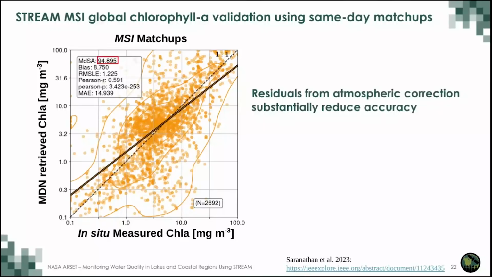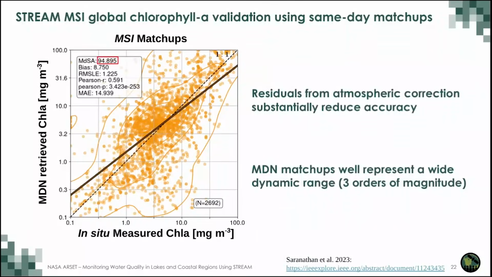So that means that the residuals from atmospheric correction substantially reduce the accuracy. However, what we can see from this plot is that the MDN matchups still well represent a really wide dynamic range from 0.1 to about 100 milligrams per meter cubed of chlorophyll A.